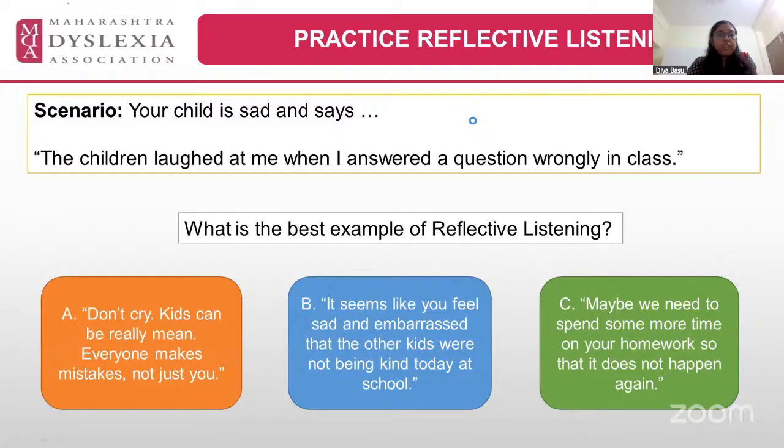Now I have given you 3 responses. Aishwarya will put up a poll on your screen. I will be reading out the 3 scenarios. Choose the one which you think is the best example of reflective listening. Aishwarya, can we have the poll? A is don't cry. Kids can really be mean. Everyone makes mistakes, not just you. B is it seems like you feel sad and embarrassed that the other kids were not being kind today at school. C, maybe we need to spend some more time on your homework so that it does not happen again.